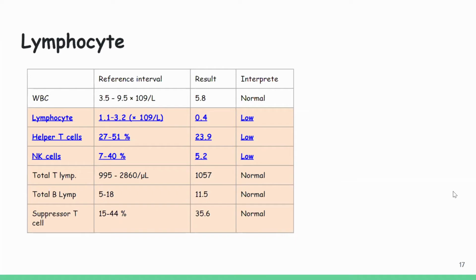Another laboratory parameter that is significant, with which we can diagnose COVID-19, is the total lymphocyte count, which shows abnormality in helper T cells and NK cells as well. It's quite low, which is significant in current studies showing that COVID-19 patients may have lymphocytopenia. Next slide, please.